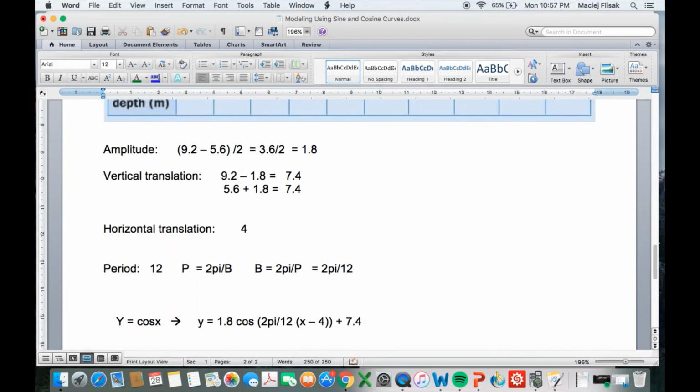Sorry, forgot the plus sign, 7.4. Okay, make sure that model makes sense. Think about all the steps. This is kind of the goal for today. This is what you need to know how to do. So there's our model.